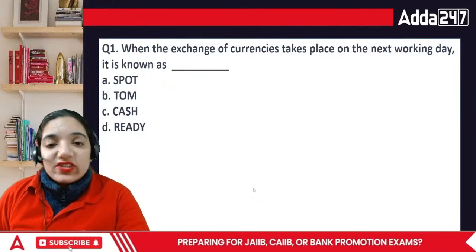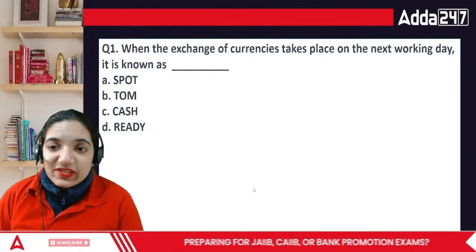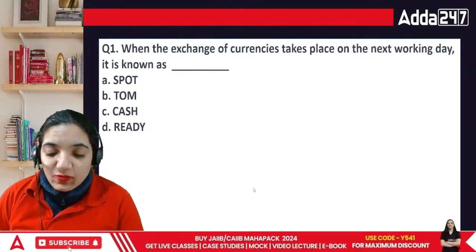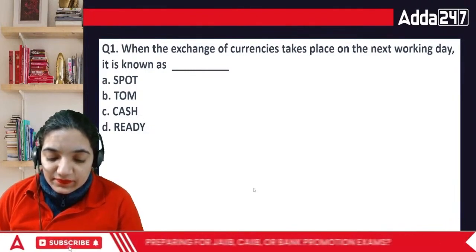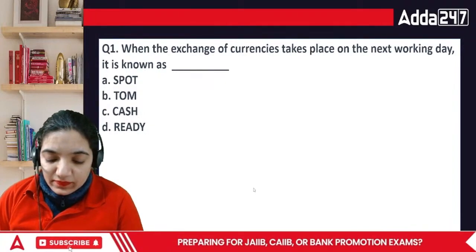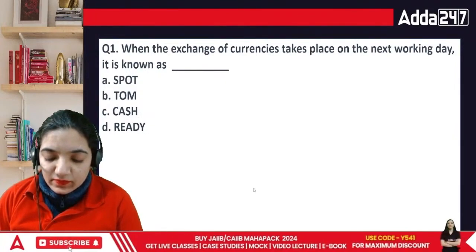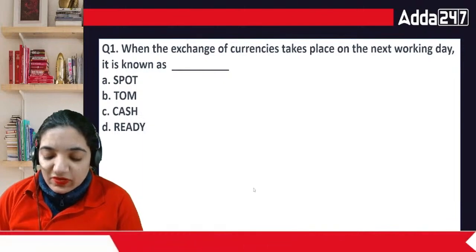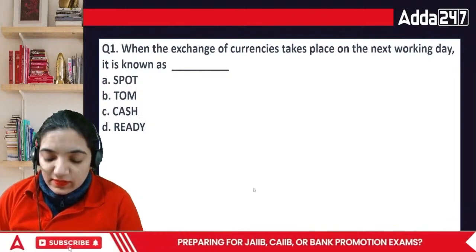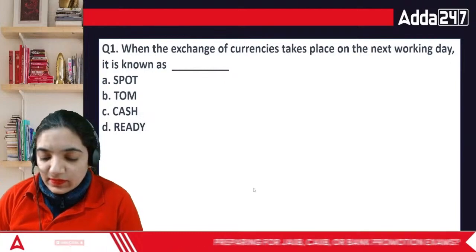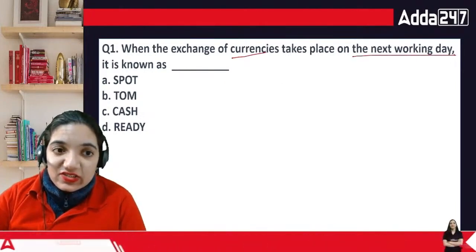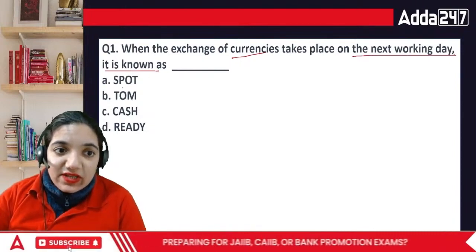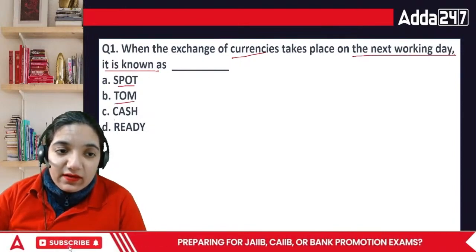When the exchange of the currencies takes place on the next working day, it is known as what, everyone? What will it be called? When the exchange of the currencies takes place on the next working day, it is known as spot, TOM, cash, or ready.